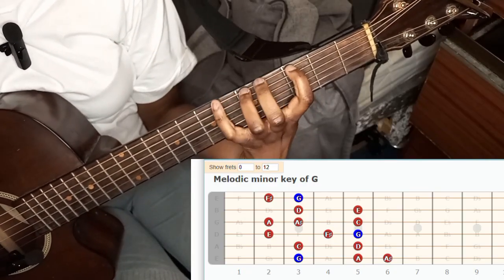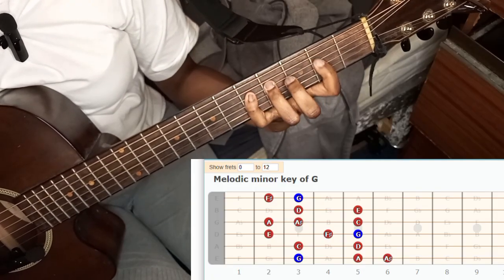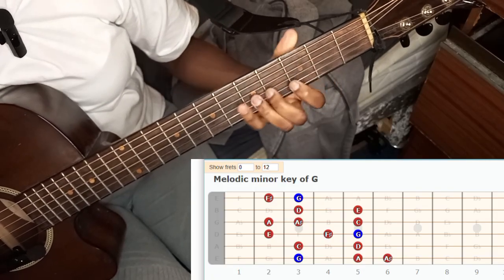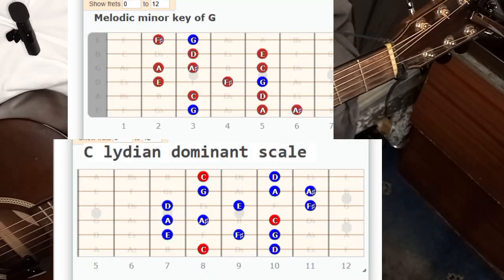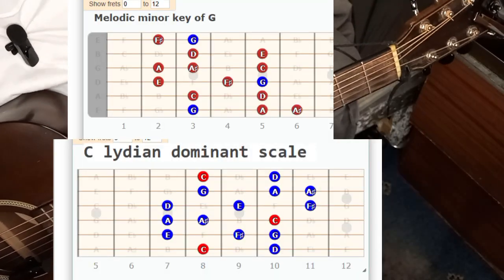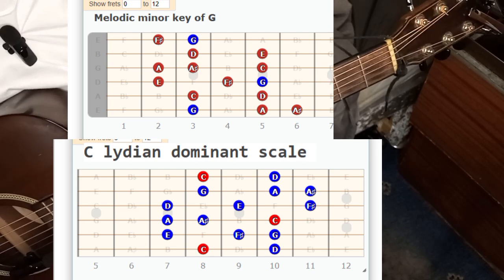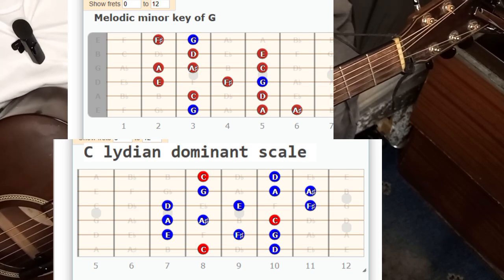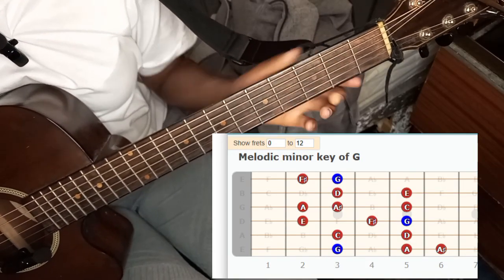G, A sharp, C, D, E, F sharp, G, A sharp, C, D, E, F sharp, G. Notice that it's the same notes as the Lydian dominant, but just in a different order. It's the same notes, but just different positioning. Alright, so remember, G is a different tone.